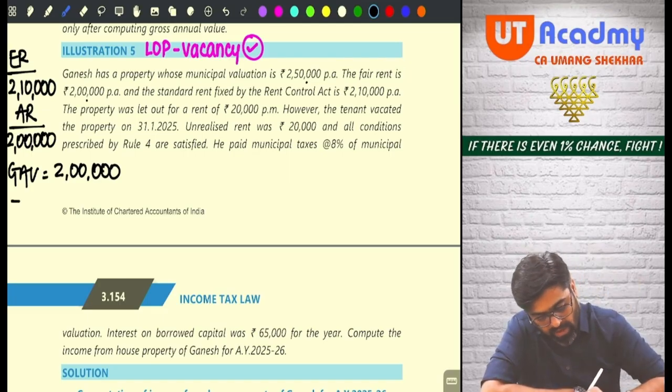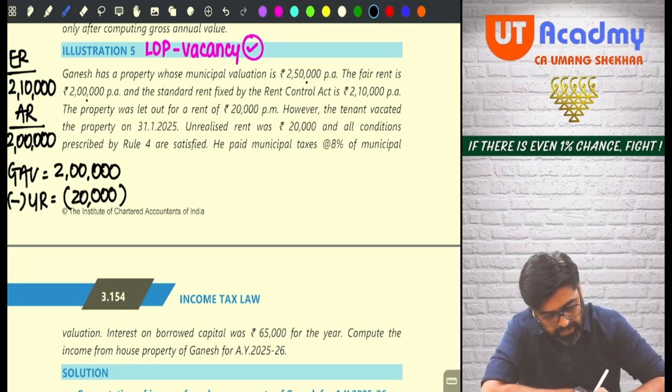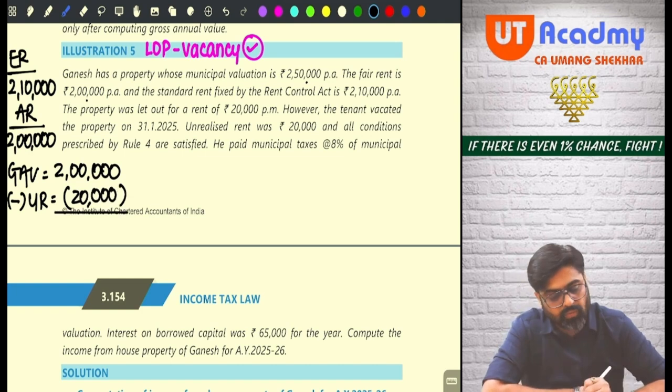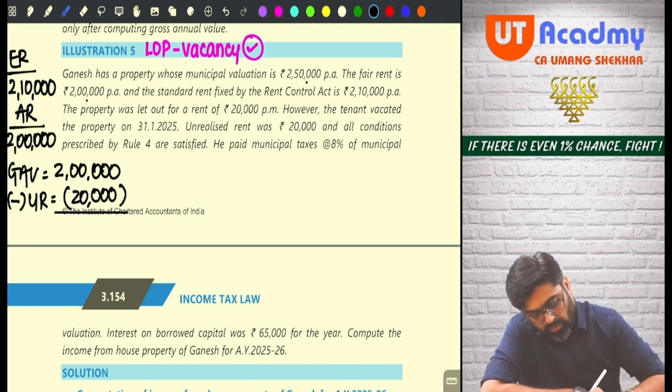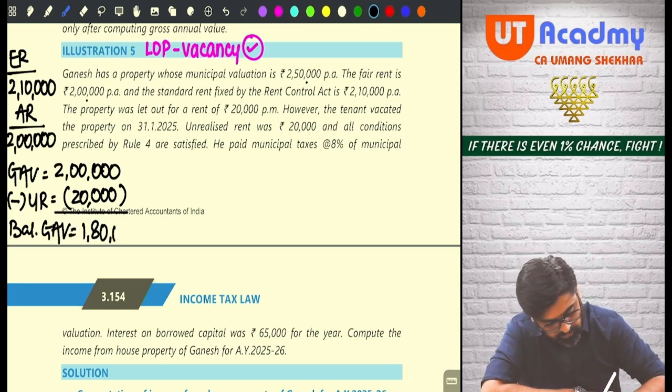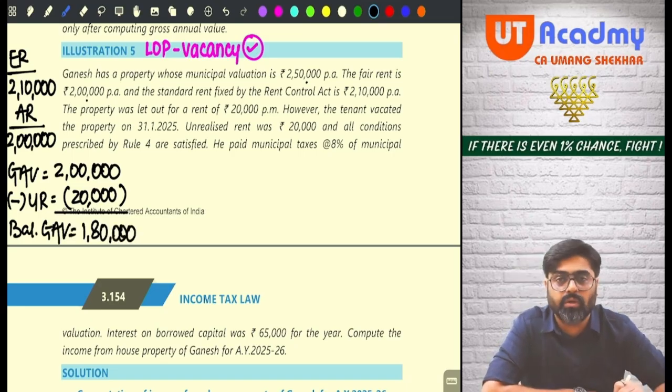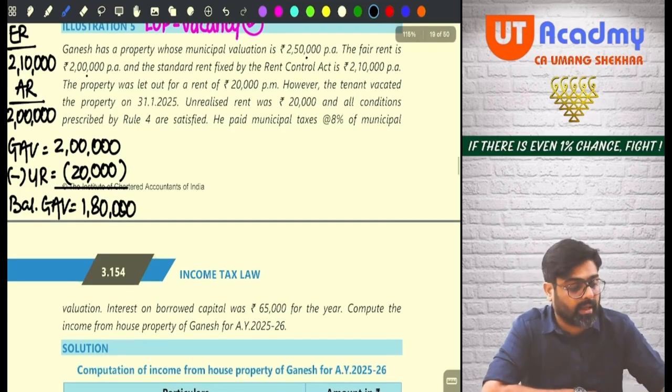Now tell me, out of this GAV, now I will reduce unrealized rent. That was how much? 20,000. And all the conditions of Rule 4 are satisfied. That is why I am reducing this 20,000. So my balance GAV, my final GAV, which is taxable, is how much? 1,80,000. Everyone understood?